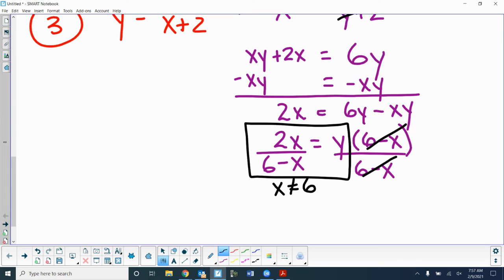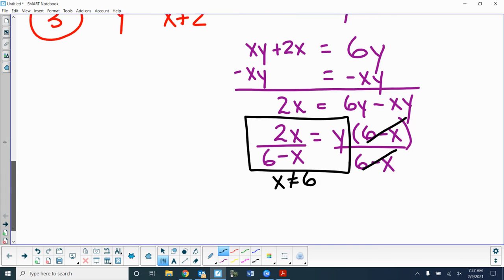So, 3 and 4 are similar. You're going to have multiple y's once you switch. So you want to get the y's together on one side and then factor that y out like it's a GCF. Okay? Questions? We all right?